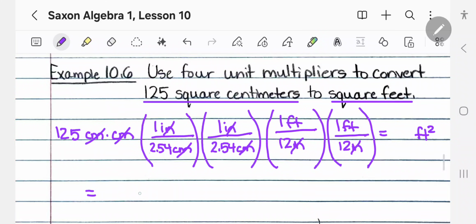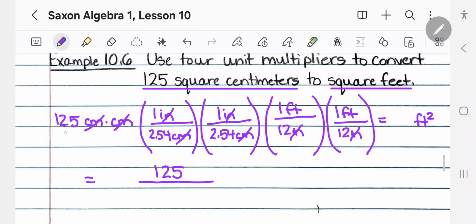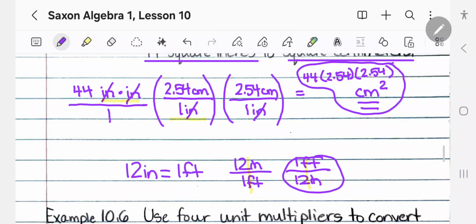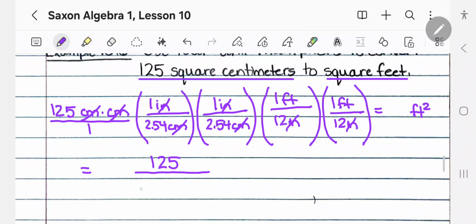And you got a pretty long computation, so I'm going to write the answer down here. We've got 125 times 1 times 1 times 1 times 1, that's just 125, so that's not too bad. But for your bottom number, remember this is like over 1 if you think of it as a fraction, so you can multiply them. Then on the denominator you've got 2.54 times 2.54 times 12 times 12. And once you did that entire computation, the unit would be square feet. That's how they leave the answer in the lesson. They leave it just like this.